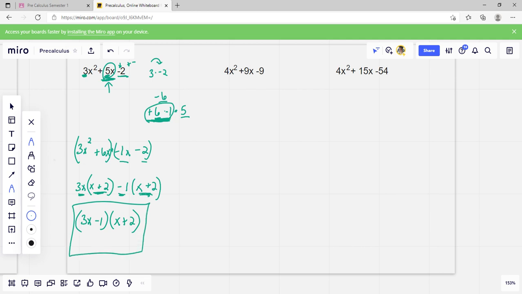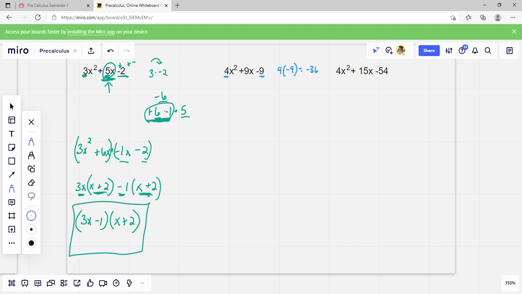All right, let's do another one. All right, so first we're going to multiply our coefficient of x squared with our constant. So 4 times negative 9. Right, 4 times negative 9. 9 times 4 is 36. I've got negative 36.